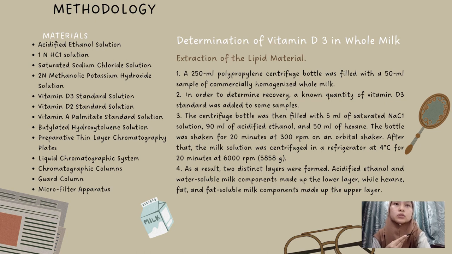The centrifuge bottle was then filled with 5 ml of saturated NaCl solution, 90 ml of acidified ethanol, and 50 ml of hexane. The bottle was shaken for 20 minutes at 300 rpm on an orbital shaker. After that, the milk solution was centrifuged in a refrigerator at 4 degrees Celsius for 20 minutes at 6000 rpm. As a result, two distinct layers were formed.